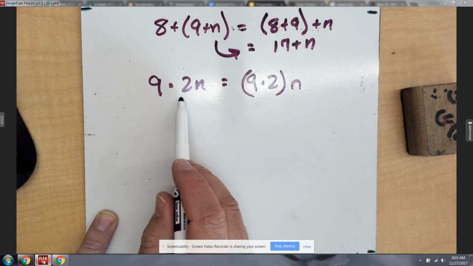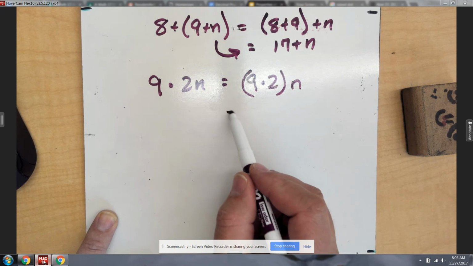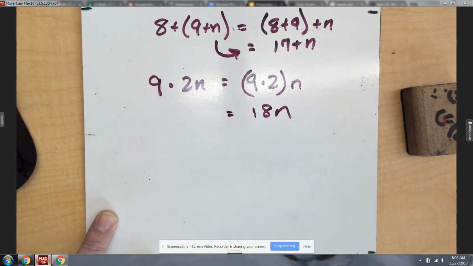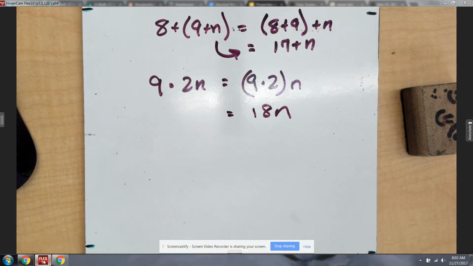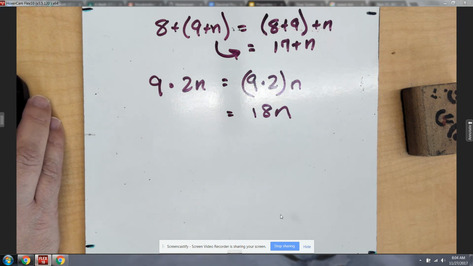So to change the grouping of 2n times 9, we could do 9 times 2 times n, which is 18 times n. So changing the grouping of the factors will not change the value of the product, and changing the grouping of the addends will not change the value of the sum.